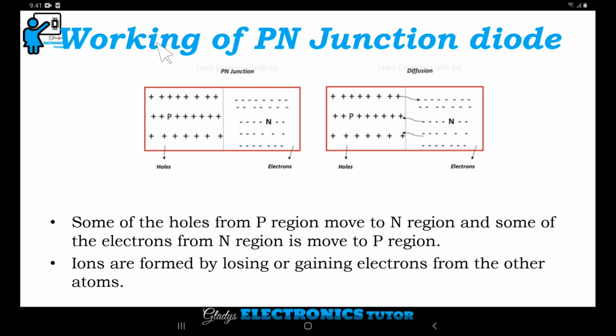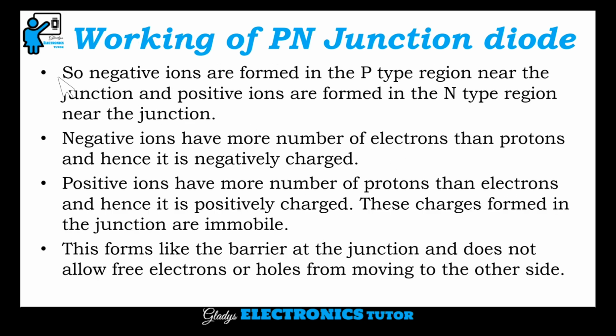Next we'll see about the working of PN junction diode. Some of the holes from the P region move to the N region, and some of the electrons from the N region move to the P region. Ions are formed by losing or gaining electrons from other atoms. Negative ions are formed in the P-type region near the junction, and positive ions are formed in the N-type region near the junction.